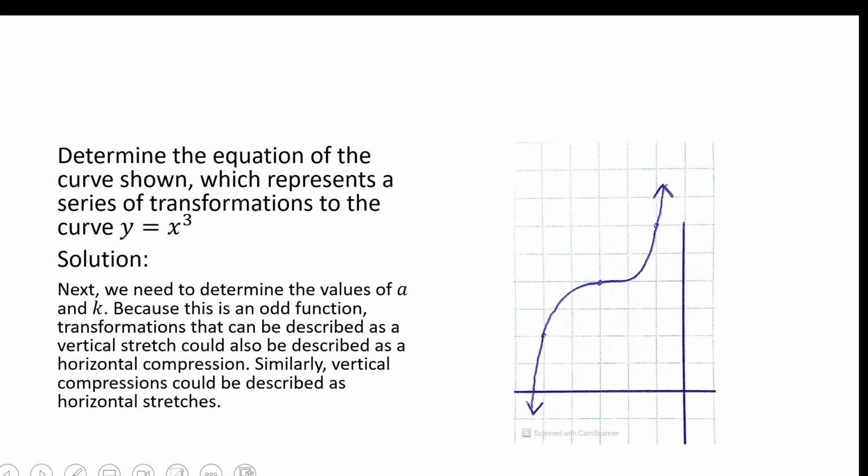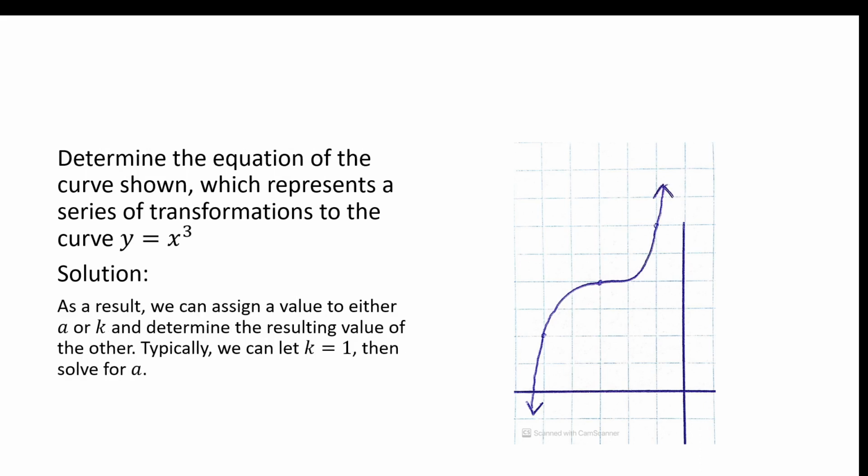Now, we want to determine the values of a and k. An interesting thing about odd functions, rotationally symmetric about the origin, is that transformations that can be described as a vertical stretch can also be described as a horizontal compression, and also vertical compressions can be described as horizontal stretches. So what that means is we can assign a value to either a or k and determine the resulting value of the other. So typically what we do is we let k be 1 and then we figure out what the resulting value of a will be.